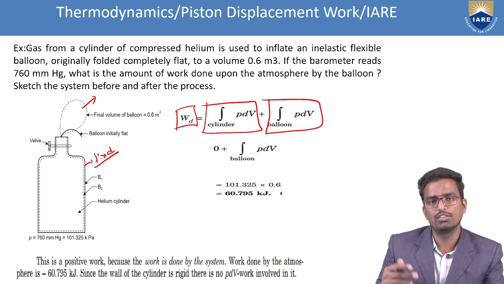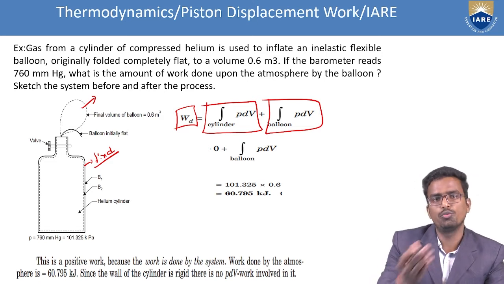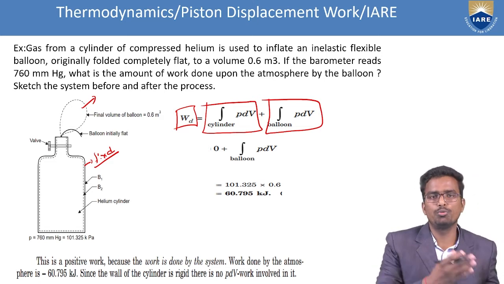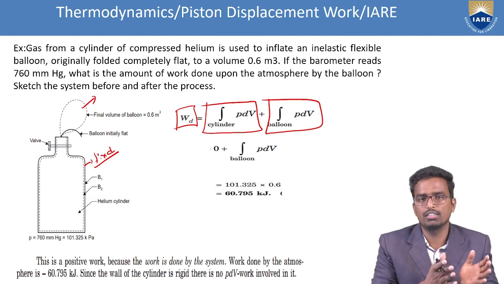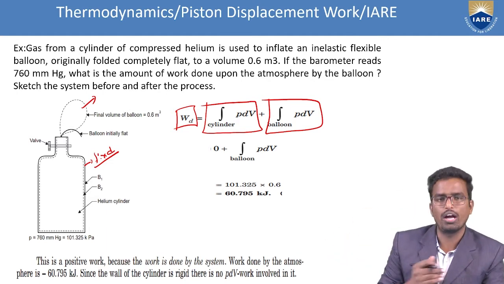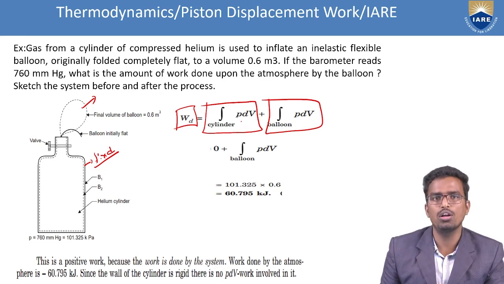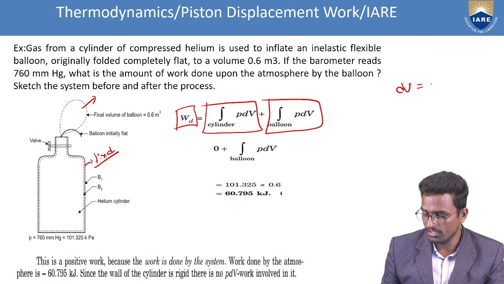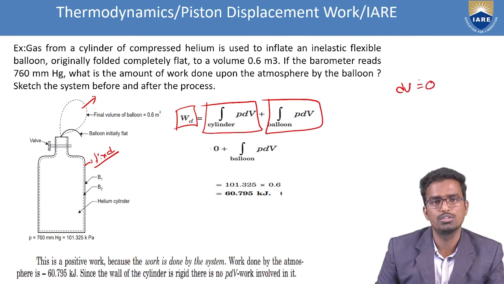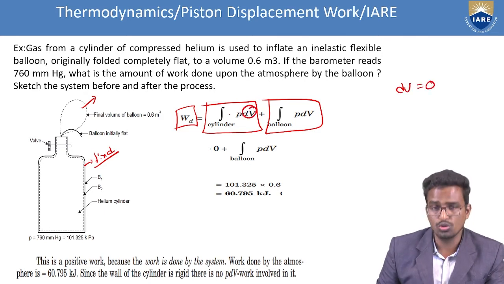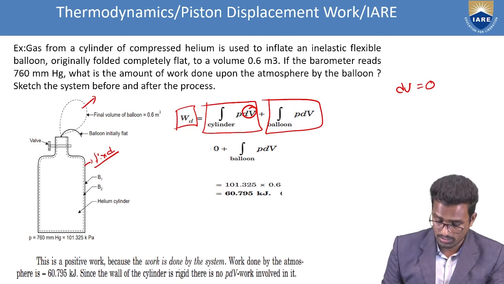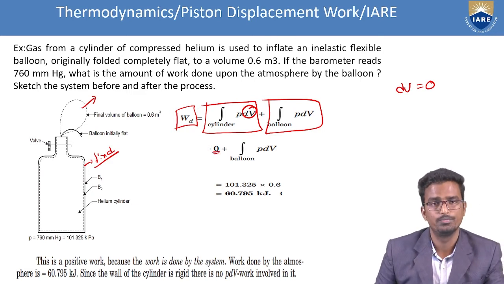Both work is equal to the total work done. So how much it is removing, that means how much amount of work is done by the cylinder is stored to the balloon, right? So you have to take both. Here, because the cylinder is a rigid one, there is no change in volume. That means dV is equal to 0. Change in volume is 0. So dV value 0 means the work done by the cylinder is also equal to 0.